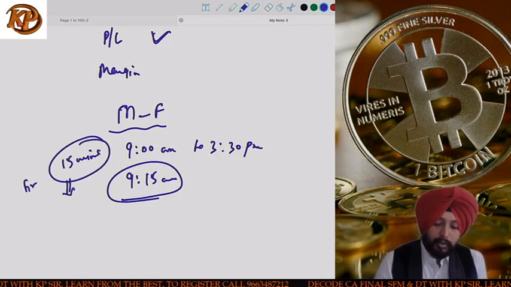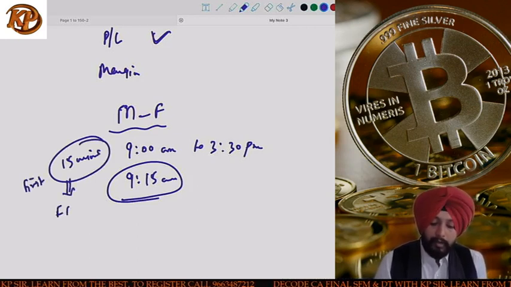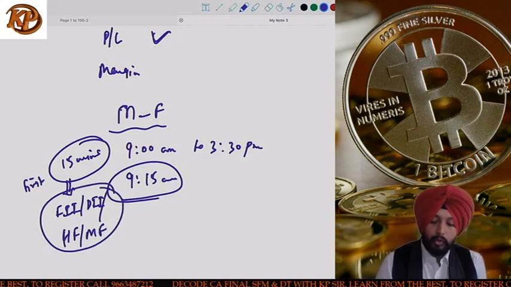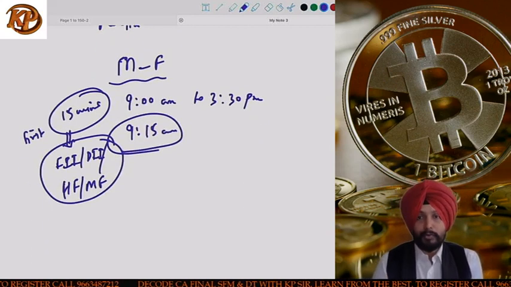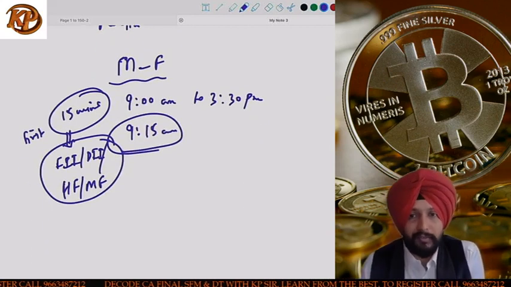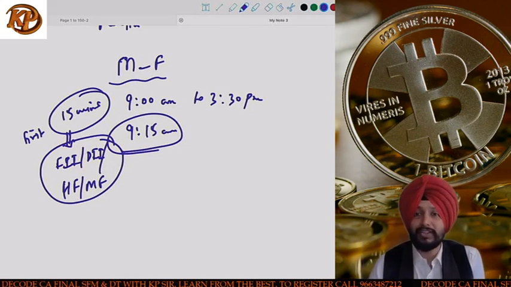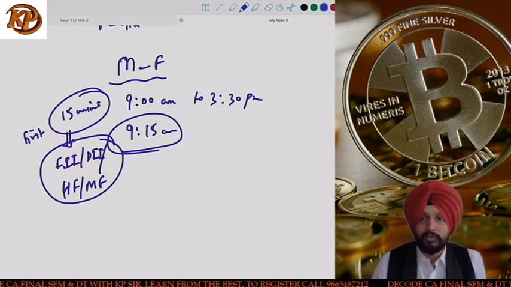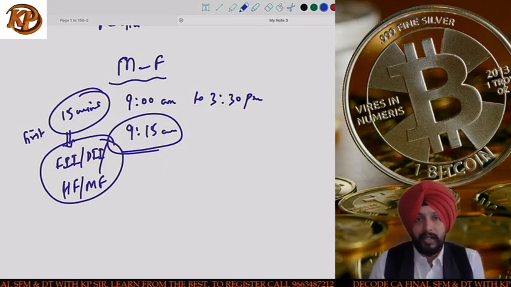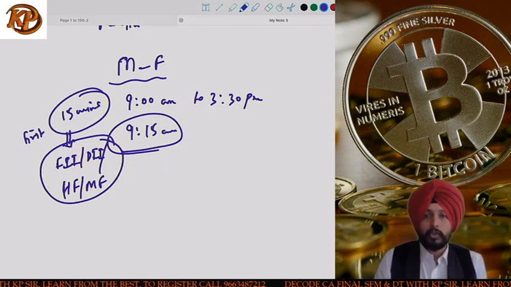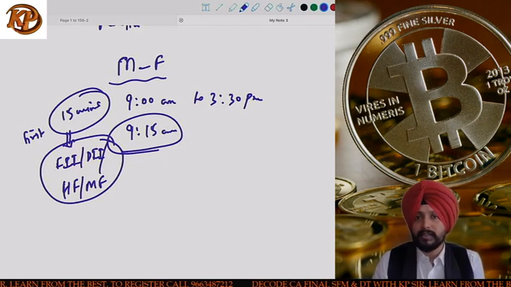The first 15 minutes is blocked for FIIs, DIIs, hedge funds or mutual funds. They are the ones who are allowed to do trading in the first 15 minutes. So mostly the block deals will happen in the first 15 minutes, where these people will participate. Block deals means they will buy or sell shares in lakhs and price fluctuations will be very high. But after that we can participate in the market, we can do the buying and selling. Okay, so I hope this part is clear to you.